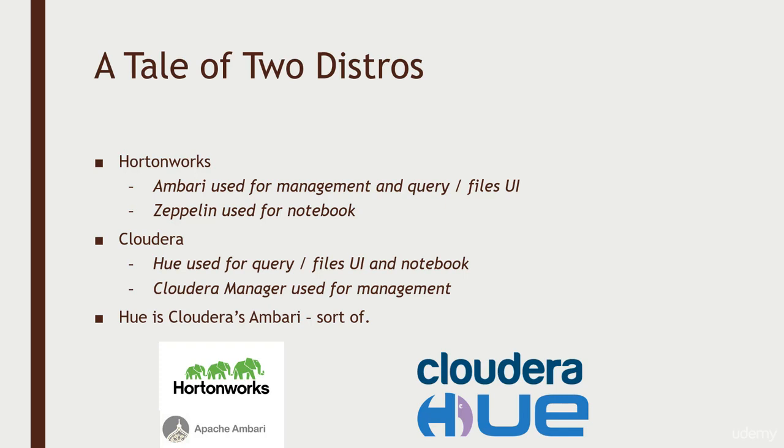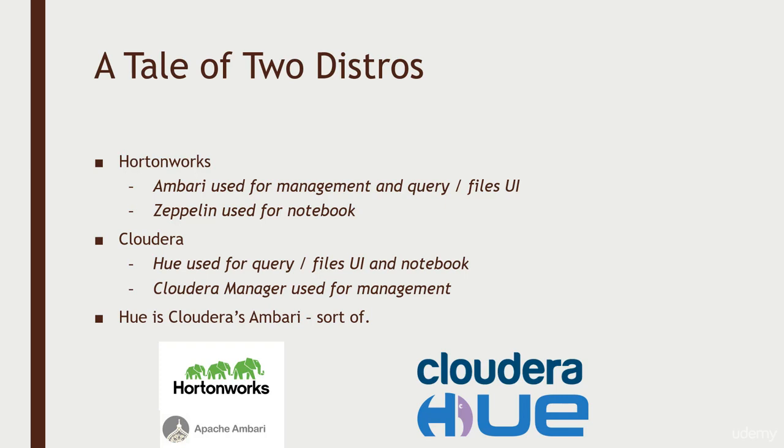So with Hortonworks, we've looked at Ambari as our primary management console and also the user interface that we use for issuing queries and browsing our HDFS file system and whatnot. It also includes Zeppelin out of the box for doing notebook-style analysis on your data. Now Cloudera, on the other hand, uses a utility called Hue instead. And Hue is something developed by Cloudera for Cloudera. It is technically open source, but it's really made for Cloudera.